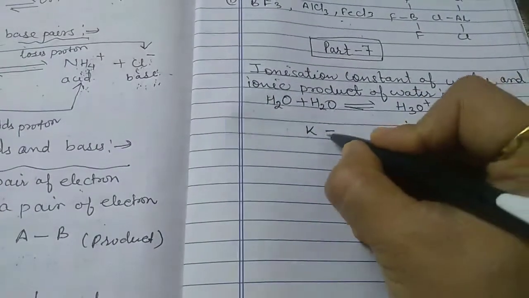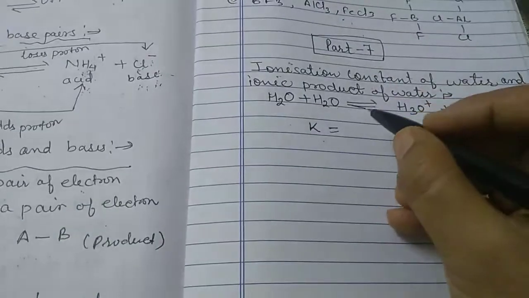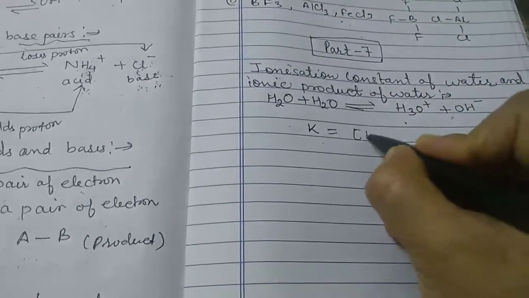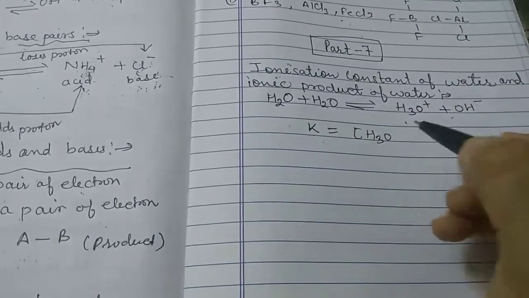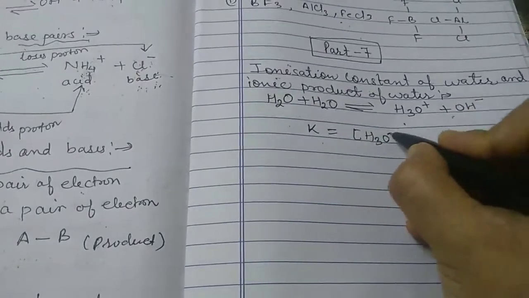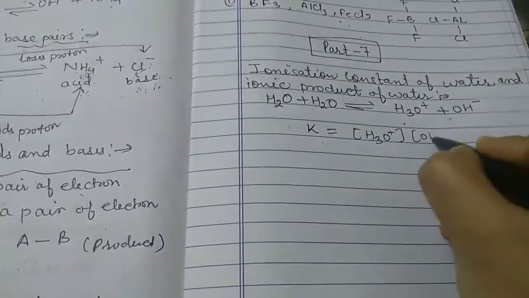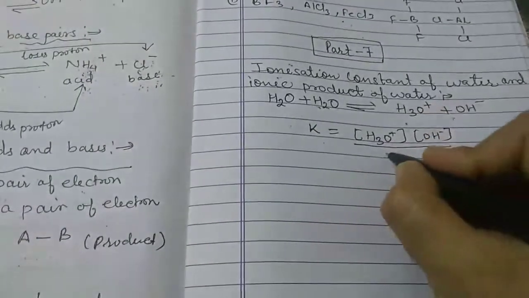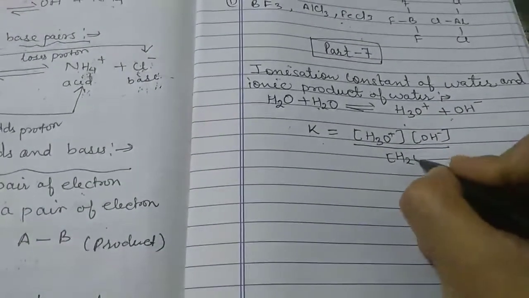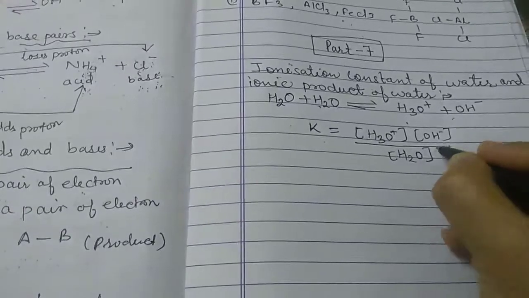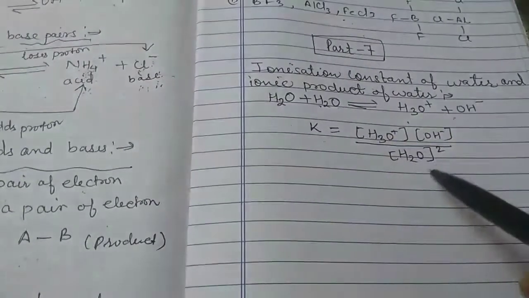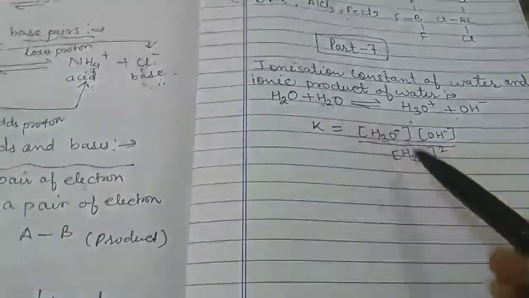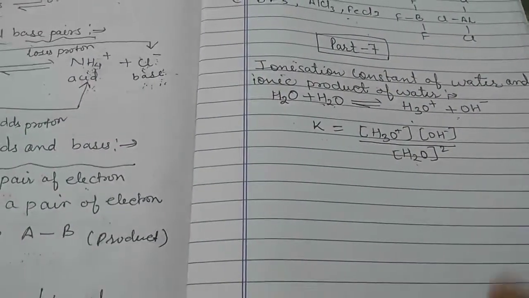The procedure is the same as that of finding the equilibrium constant. First of all, the products are H3O+ and OH-, and in the reactant we have 2 H2O, so we get [H2O] whole square. H2O plus H2O means 2 H2O.